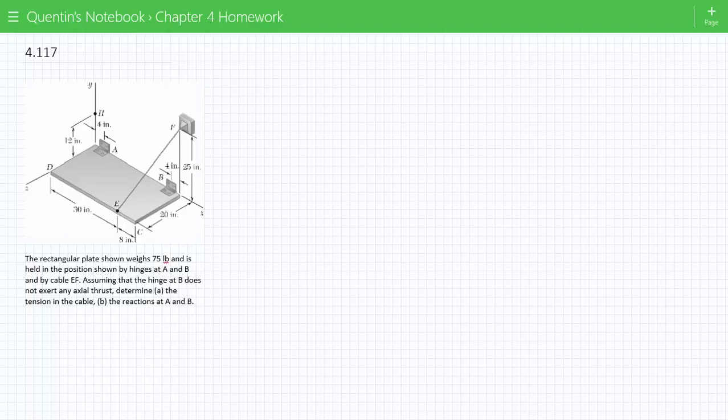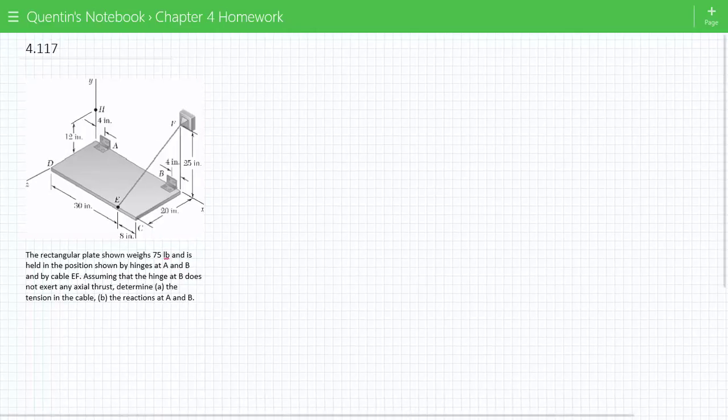So we have a rectangular plate that weighs 75 pounds and is held in position by these two hinges, and a cable here at E. We're supposed to determine the tension in the cable and the reactions at A and B. So let's start with a free body diagram.